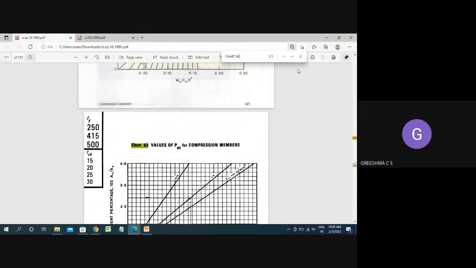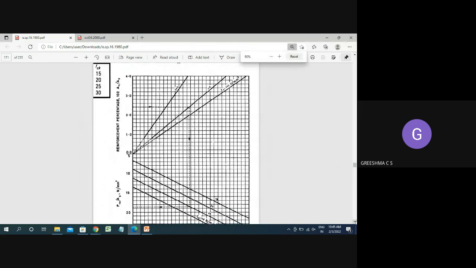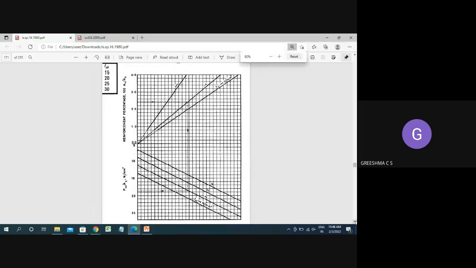See SP16 chart 63, page number 148. With this chart you should find out Puz, the ultimate load carrying capacity of the column. Here you can see the top portion: this is the reinforcement percentage. The percentage of reinforcement ratio, that means p, is indicated here.